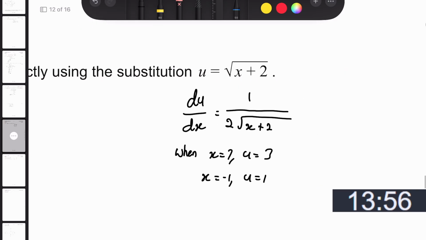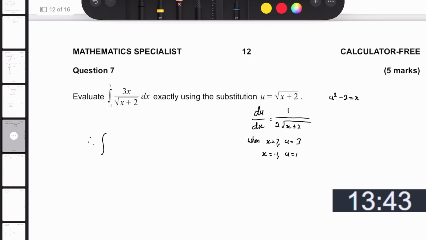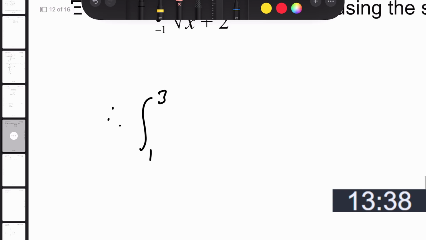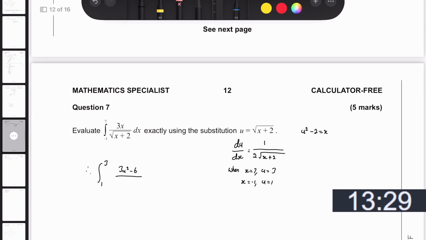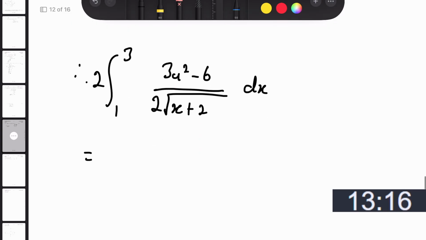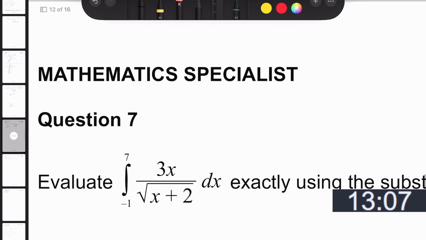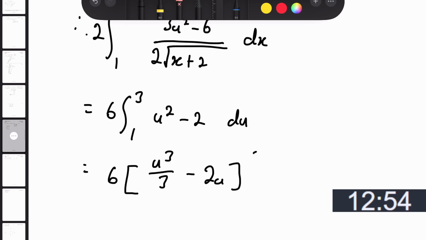4, have that. And then I also want that u squared minus 2 is equal to x. Okay, so I have -1, so 1 to 3 of 3u squared minus 6 all over, and I want to get half, so I'm going to multiply everything by 2 on the outside, so 2 square root of x minus x plus 2 dx. So this is going to be 6, 3, 1, u squared minus 2 of du. So this will be 6 of u to the power of 3 all over 3 minus 2u from 3 to 1.